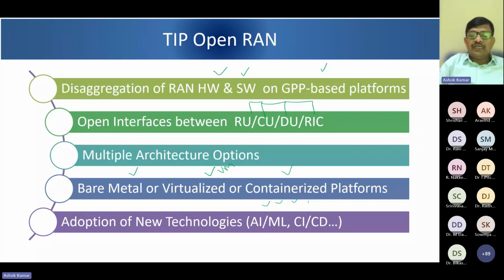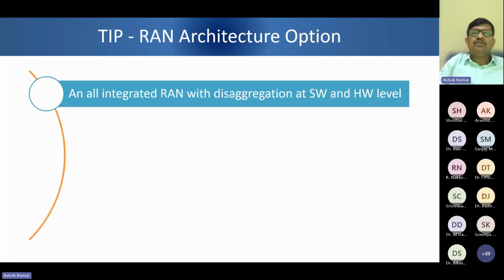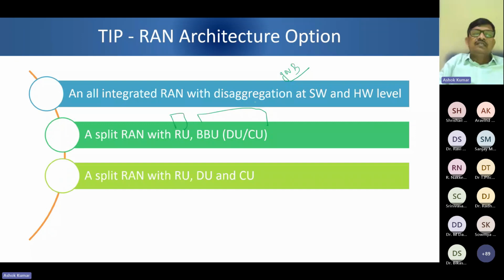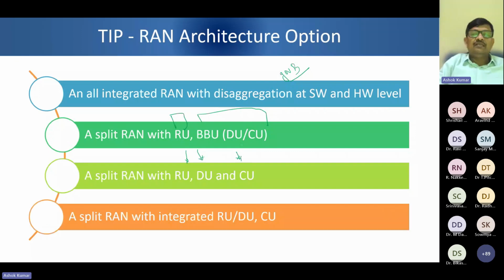So what are the different multiple architectures they follow? The architecture can be a monolithic gNodeB, but of course hardware and software disaggregation is there. Or I can have RU and BBU handling DU and CU together. So that's the second type. Then third, I can have RU, DU, and CU, a three-product model. They also support that. And finally, maybe RU and DU combined, just like 3GPP, and CU separate. So all those split options are supported by TIP.